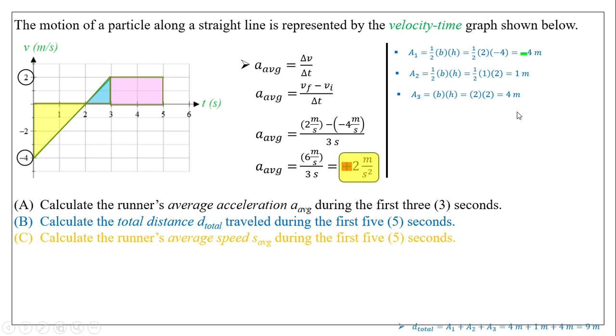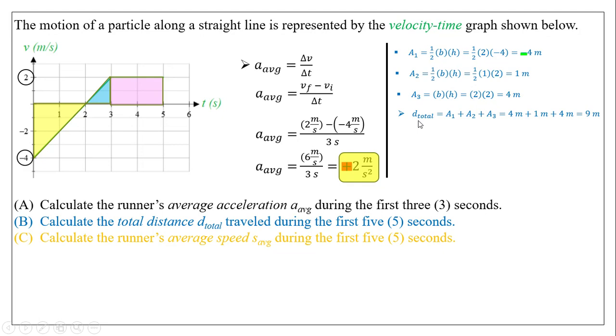Okay. Now, it's important to pay attention here. Hopefully you're not watching this too fast. It asks for total distance, and total distance is the absolute value of your displacement. So while I found that the area for A1 is -4 meters, I need the absolute value. So it walked leftward 4 meters, but I don't care for the direction. I just need the fact that it walked 4 meters.